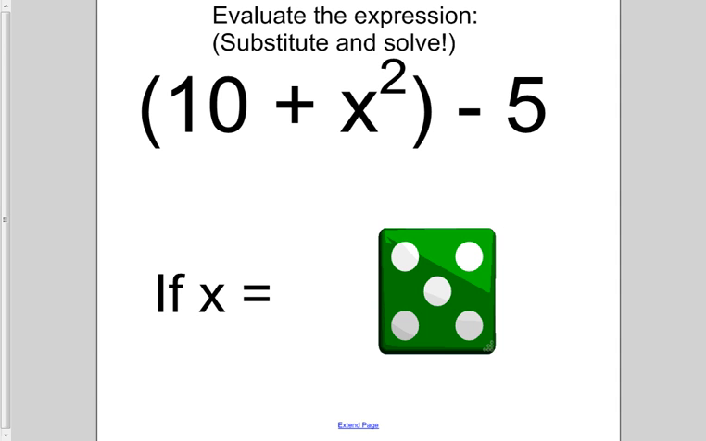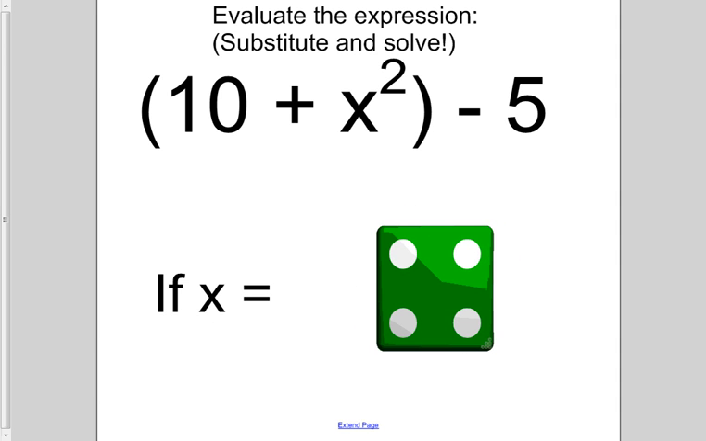All right, let's try one more. How about if x is equal to 4? Go ahead and try that, pause, and then find out if you are correct. All right, let's copy this problem exactly. 10 plus x. So instead of x, x is equal to 4. 4 to the second power, parenthesis minus 5.